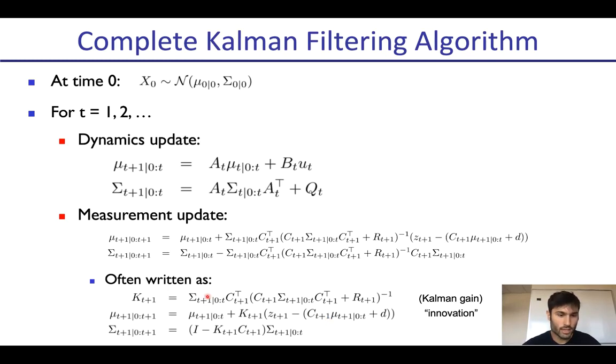And finally, this Kalman gain also appears in the expression of the covariance, which essentially says how much you reduce your uncertainty by seeing this measurement.